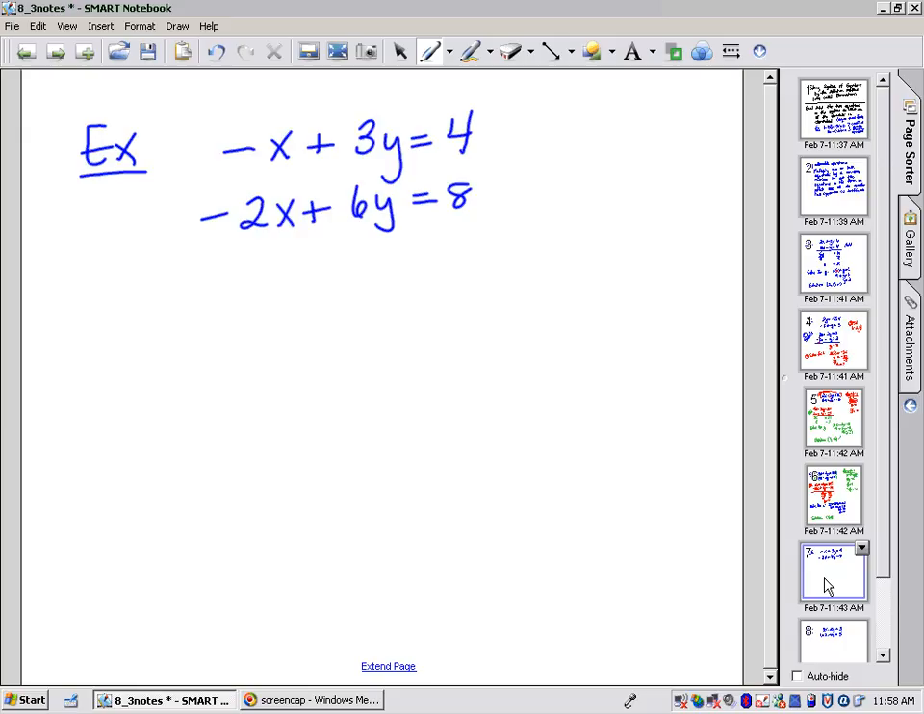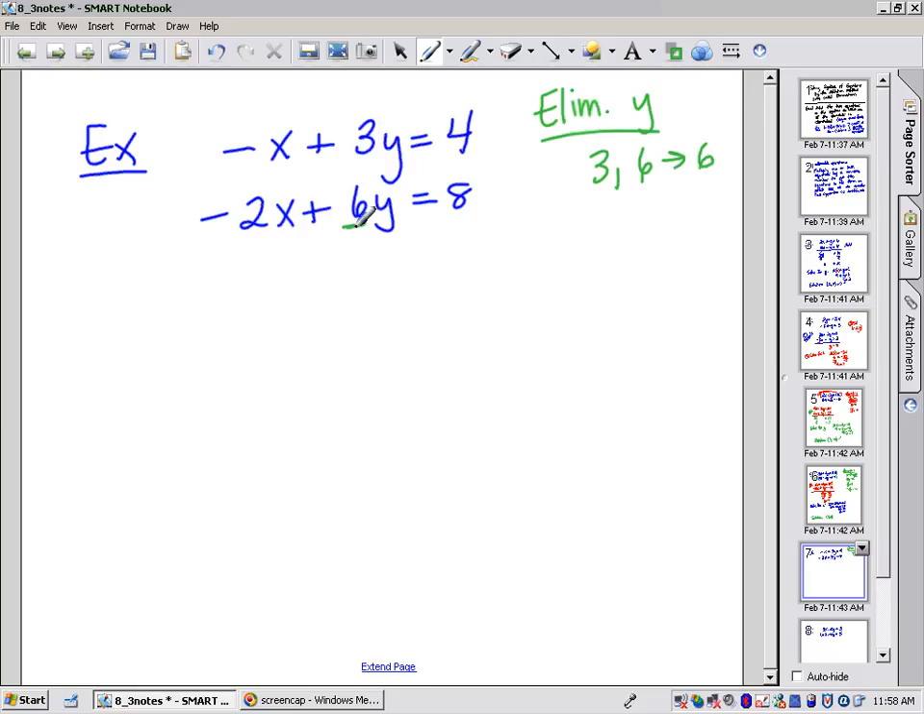Let's look at negative x plus 3y equals 4 and negative 2x plus 6y equals 8. So here again I have to make a decision. Which one do I want to eliminate? Let's go for eliminating the y's. So if I have a 3 and a 6 as coefficients, what number do both 3 and 6 divide into? Well, they both go into 6.